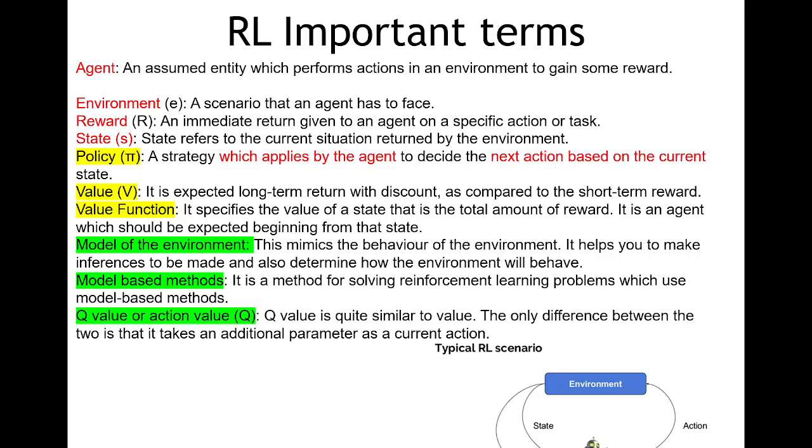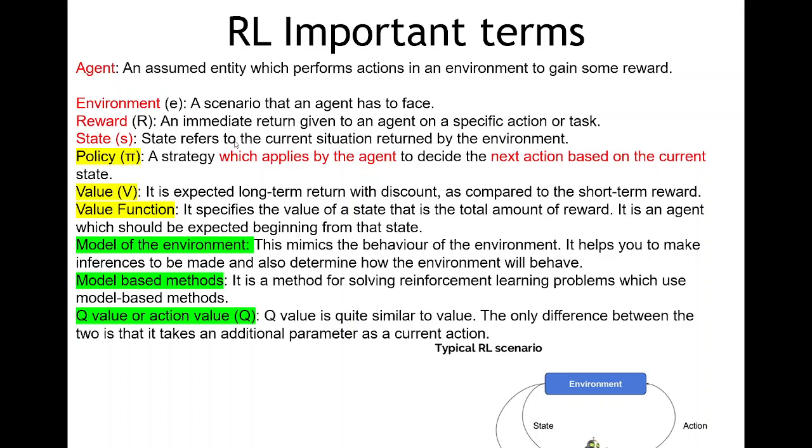The goal is to get the highest marks in the quiz, and the environment is maybe the university or maybe the module leader. Based on the reaction, based on the reward from your module leader, you decide your actions. This is an example of reinforcement learning. As I mentioned, the environment is a scenario that an agent has to face. Reward is an immediate return given to an agent for a specific action or task. State refers to the current situation returned by the environment.